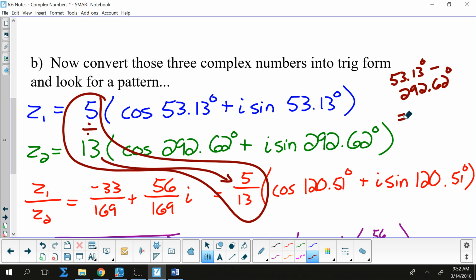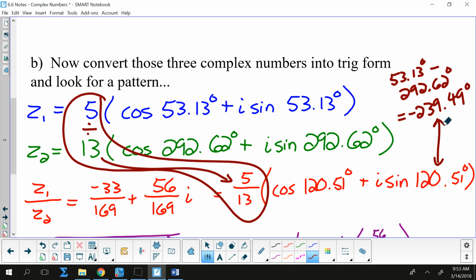What do I get? Somebody with a calculator. Negative 239.49? Okay. What's another way to label negative 239.49 degrees? Say it loud. These are the same. Okay.